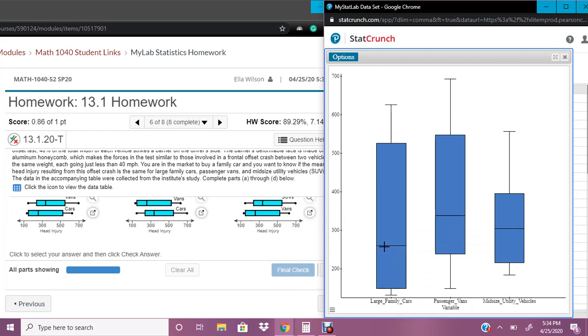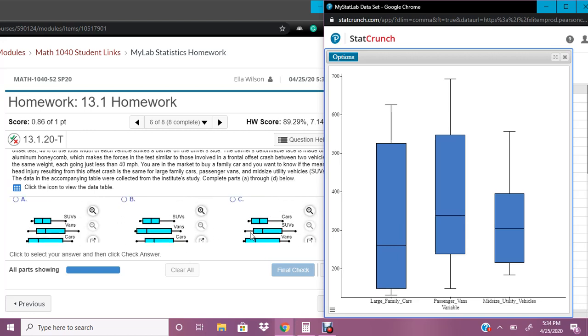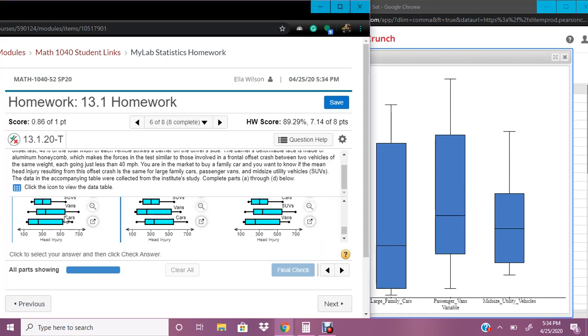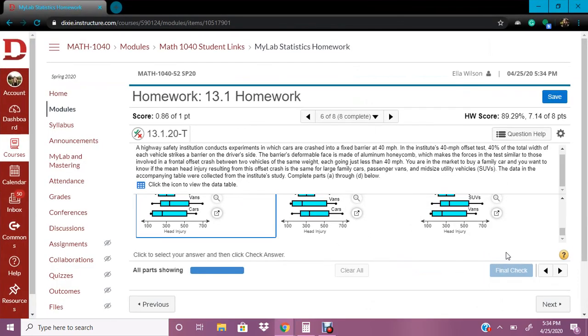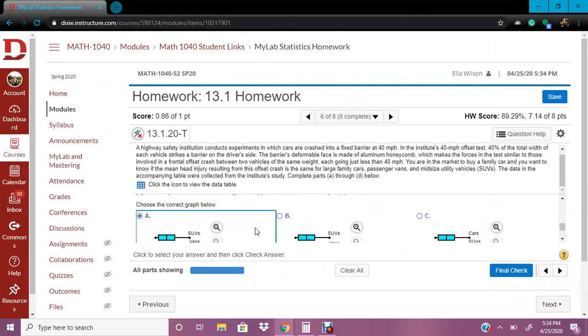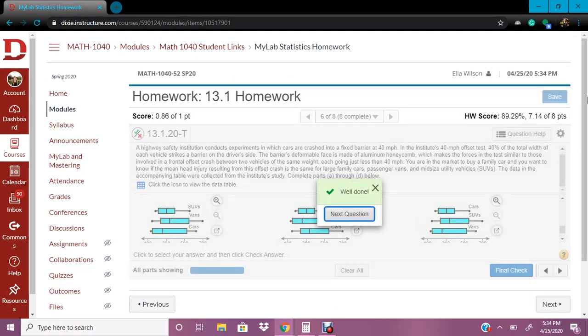So we got the mean just below 300 for the large family cars, which would just be cars. So just below 300. So that one's good, and that one's, oh wait, that's vans. Cars. I think this is the only one that's good for that. Let me double check. Yes, that one should be right. Okay, and then that's all for this question.